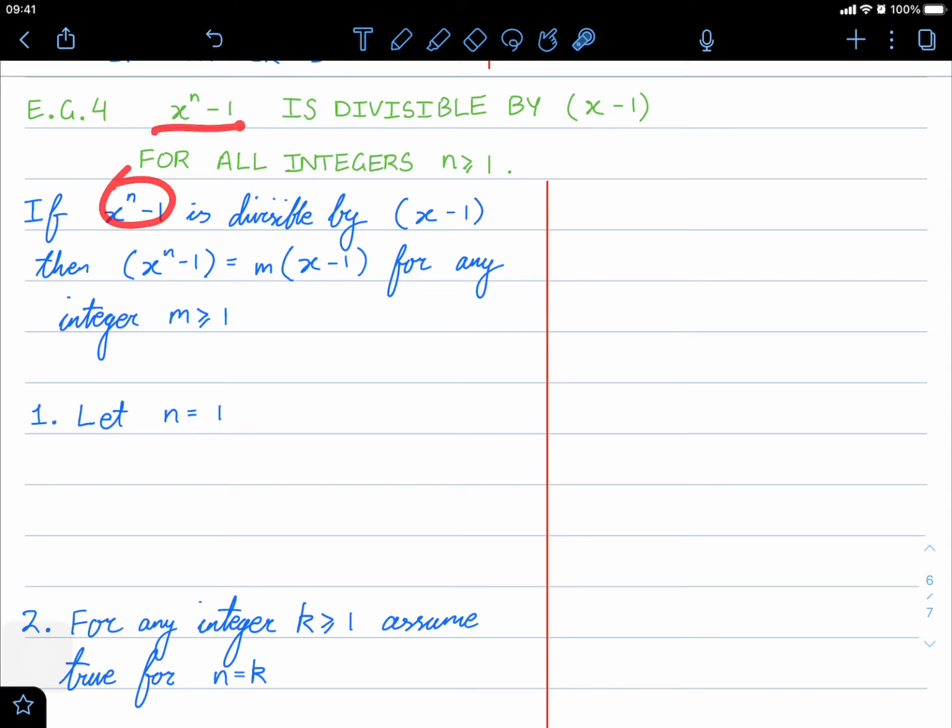If the expression given to us is divisible by, in this case, an expression, then it still is the same: the first expression should be some multiple of the divisor. And it must be the case that it's true for any integer m greater than or equal to 1.